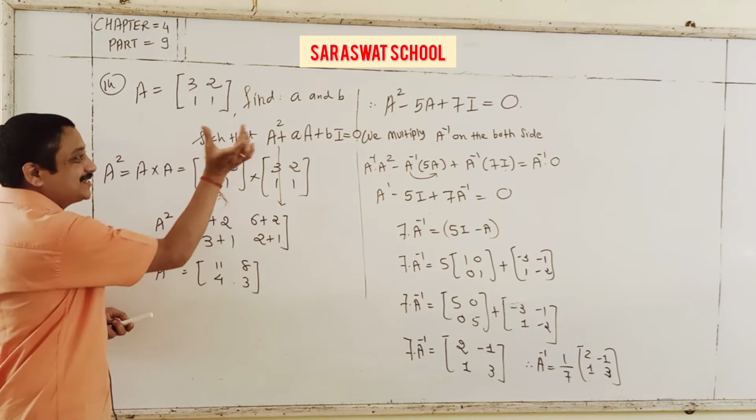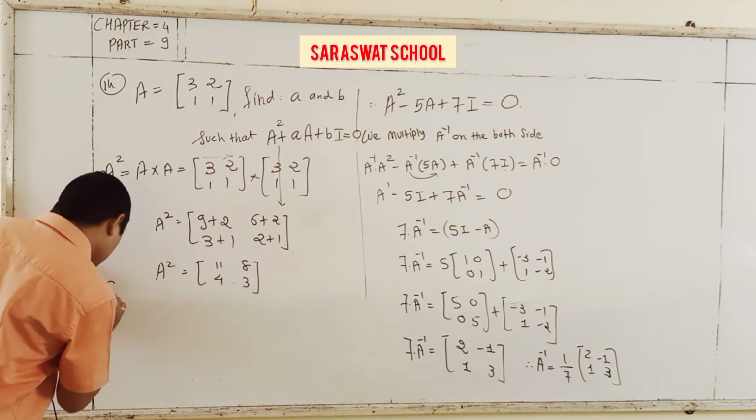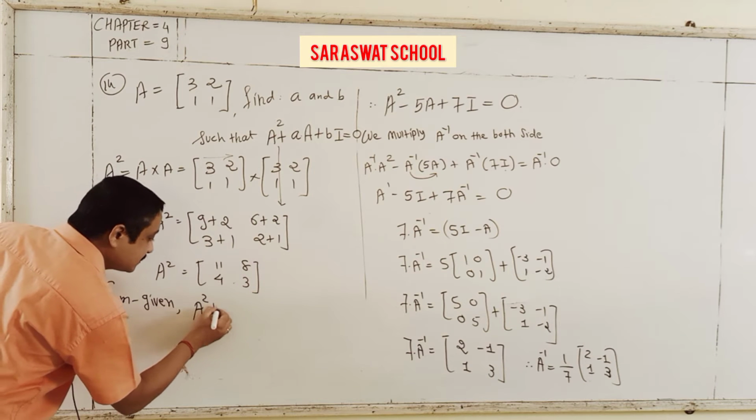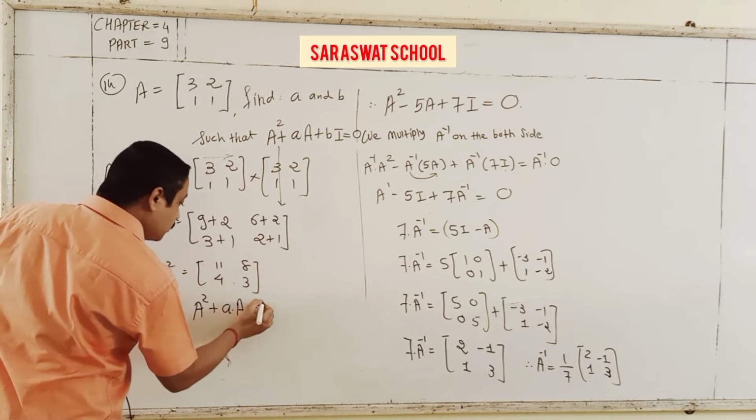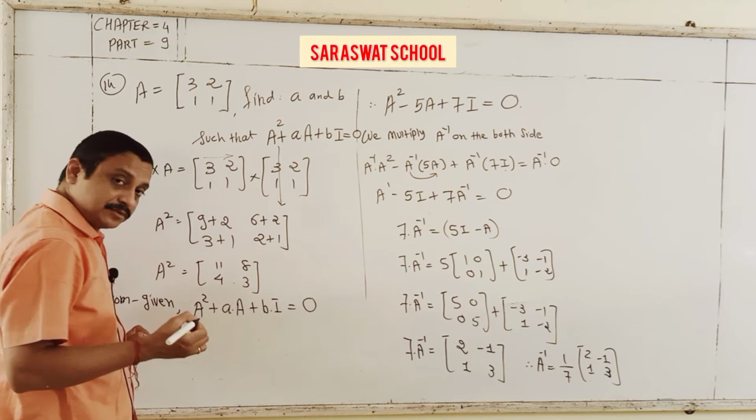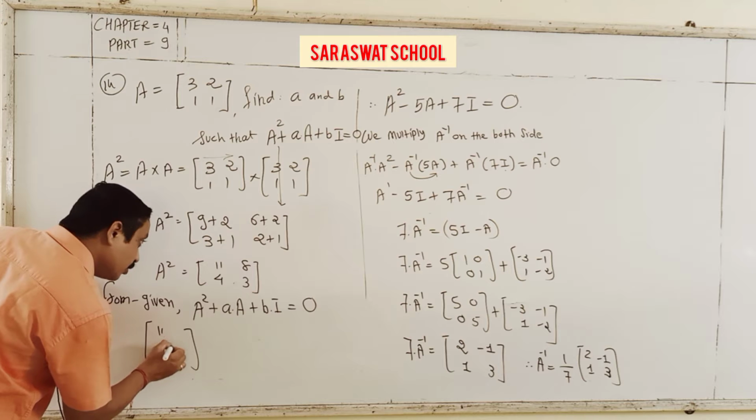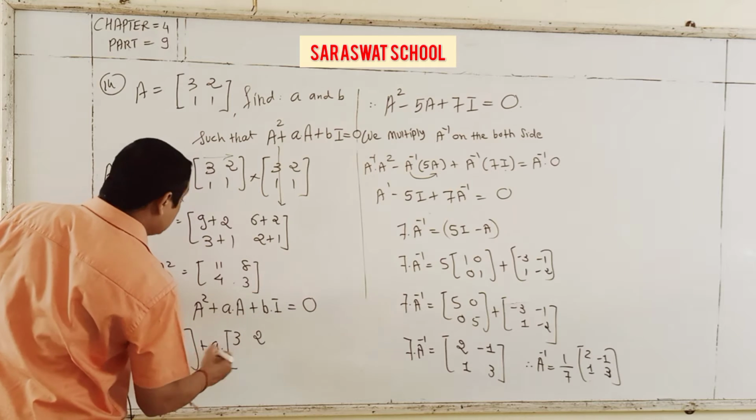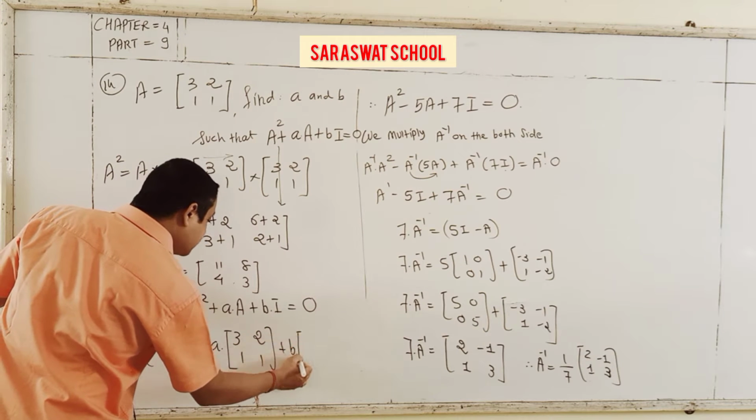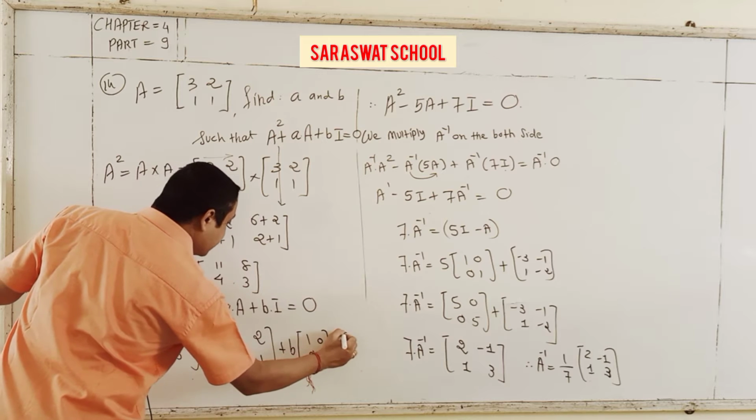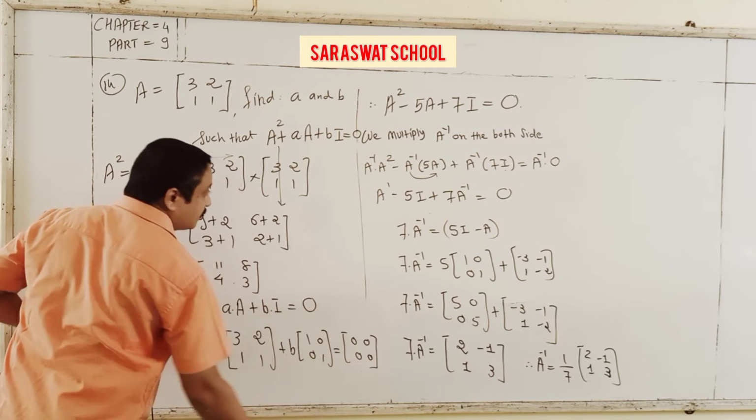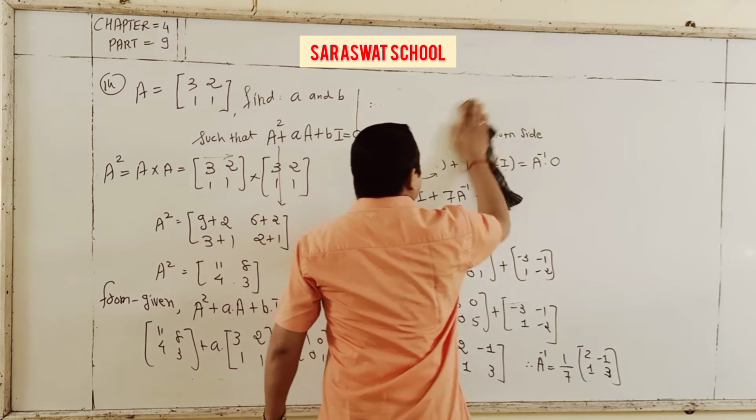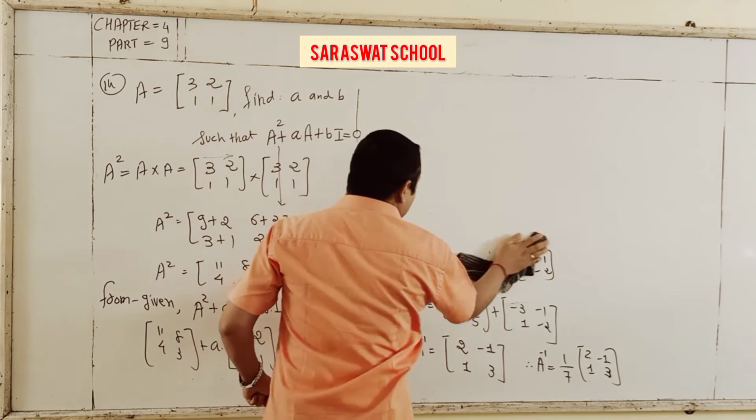Now these equations put in here, they get the answers. So from the given, A squared plus aA plus bI is equal to 0. Only apply the A squared, [11 8; 4 3]. What is the A? A is [3 2; 1 1], and bI is [b 0; 0 b], and this side you just follow your zero matrix. All elements are 0.